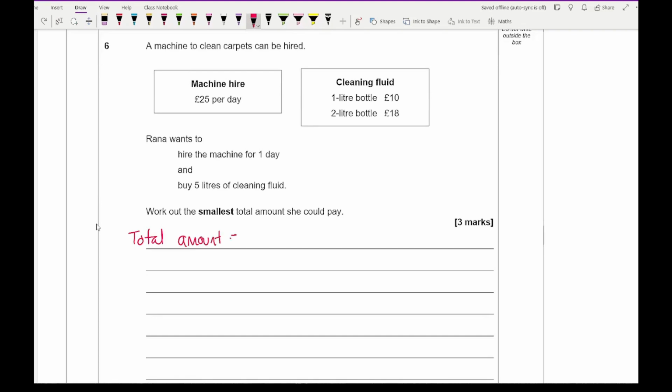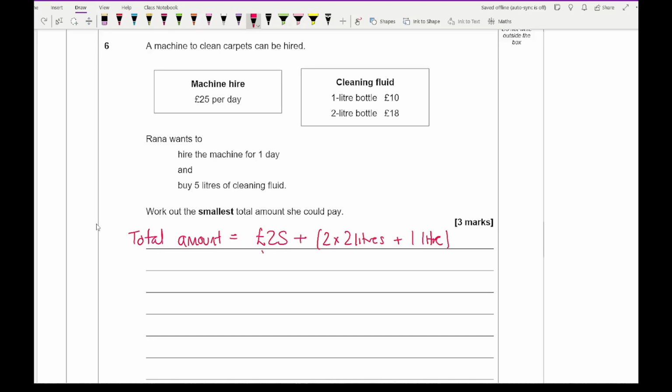is going to be the day price, which is £25, plus, now looking at how we can buy 5 litres of fluid, well, I can either buy 5 lots of 1 litre, or 3 lots of 1 litre and 1 2 litre, or I could buy 2 litres and 1 litre. Now, seeing as the price of 2 litres is better value for money, the best combo is going to be 2 lots of 2 litres plus a 1 litre bottle.